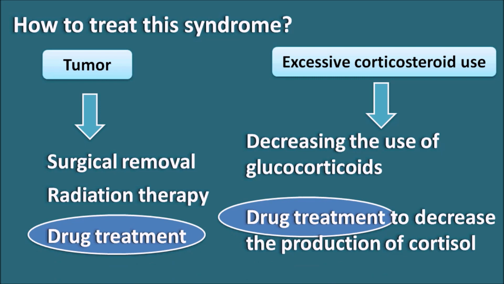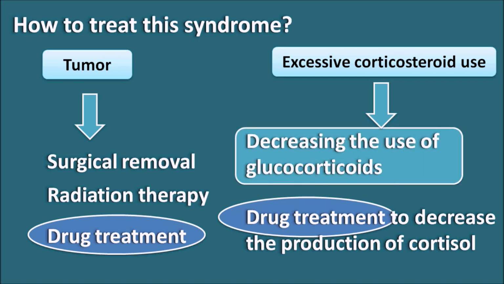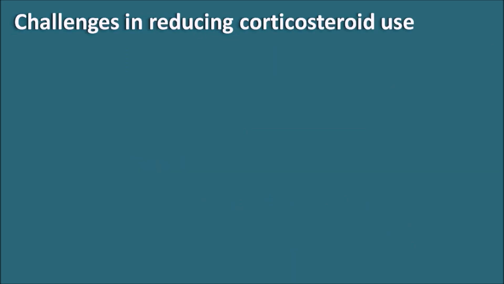But in most of the patients, Cushing syndrome is observed with the excessive use of corticosteroids. So decreasing the use of glucocorticoids is one of the important approaches in treating Cushing syndrome. Now let us see what the challenges are in reducing corticosteroid use.